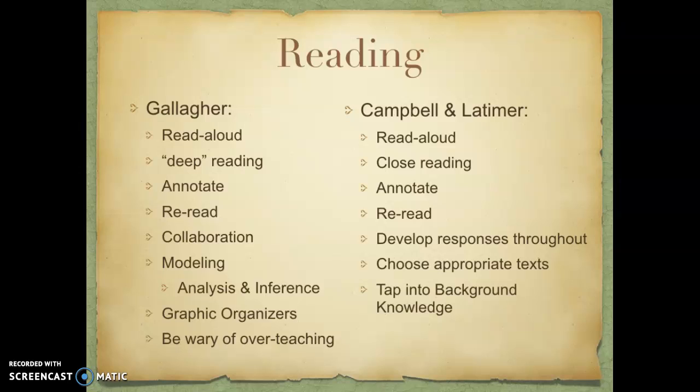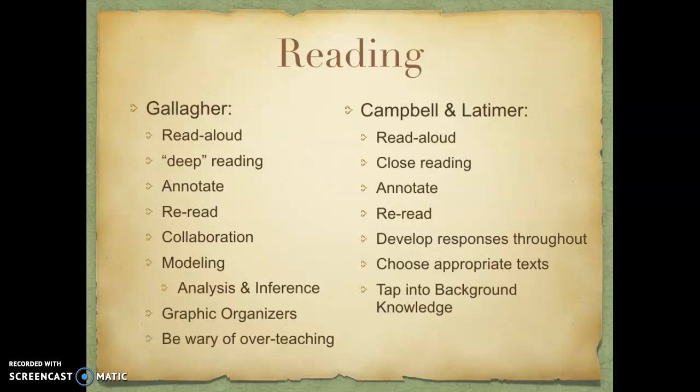Both books talk about annotating. Gallagher talks about annotating to deepen understanding of the text, to point out things we notice about the text. Campbell and Latimer are very similar, but they expand on it even towards the response. So even from the beginning, oh, right here, put an asterisk, this is water symbolism. And an annotation there, we're modeling, oh, water symbolizes God here. So very similar, but slightly different.